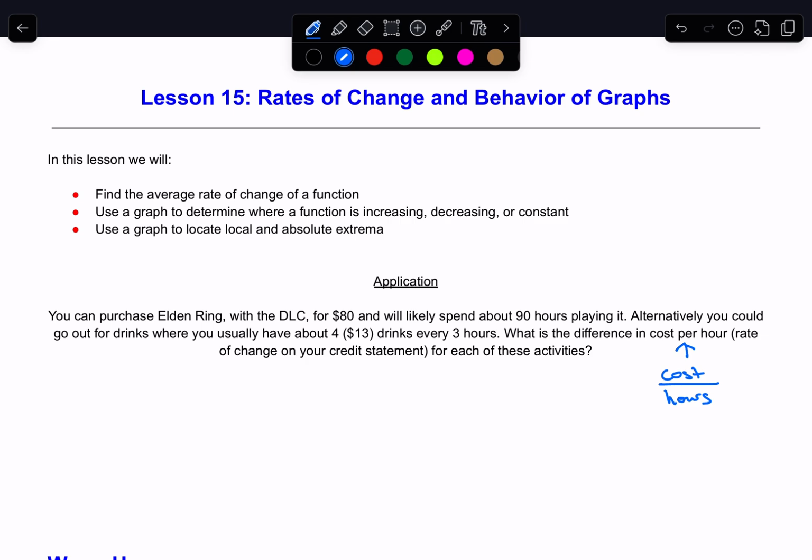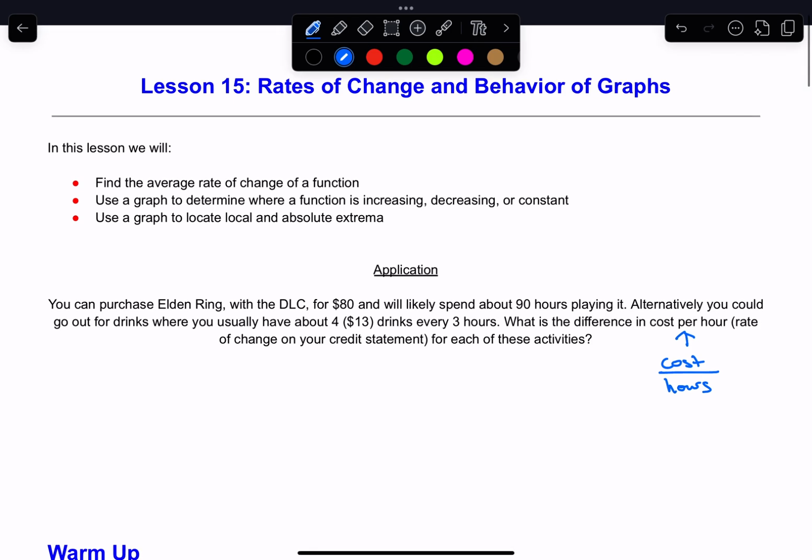All right, so our application we're building up to. Last summer, it was, as it always is, really hot in Phoenix. And so what I did is decided to find something I could do inside where it was nice and air conditioned. So I bought a game called Elden Ring, which is an RPG game, highly recommended, super fun. And it came with the DLC and it cost me about 80 bucks.